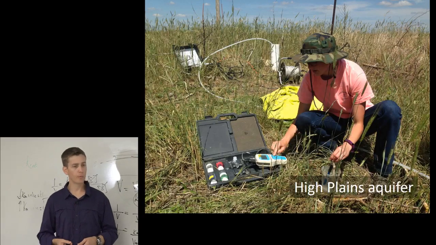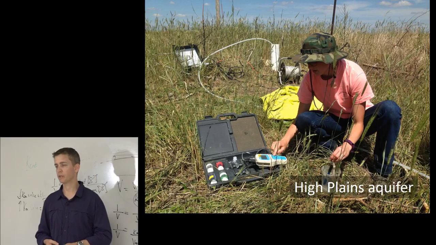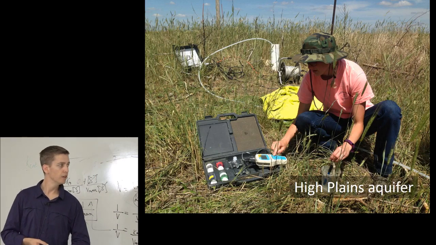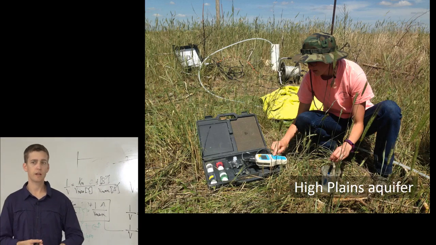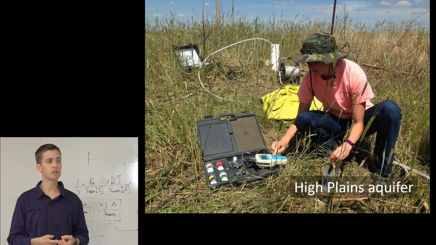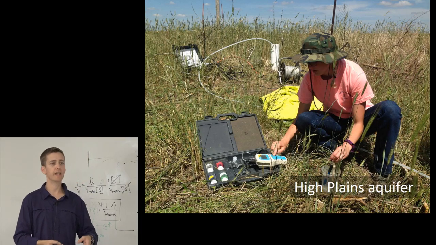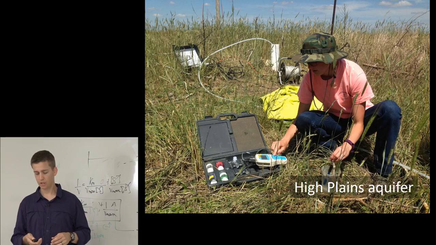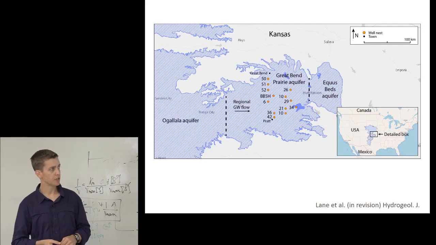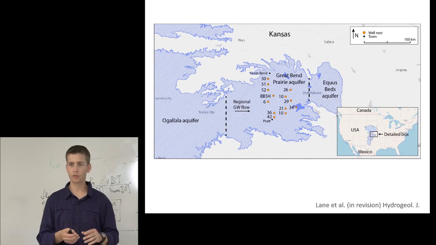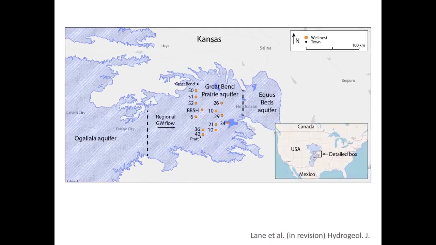So we have a project that has been going for a few years now, where we've been looking at the impacts of land use on the chemistry and microbiology of a portion of the High Plains Aquifer and the overlying soils. And that's in south central Kansas. It's a portion of the High Plains Aquifer known as the Great Bend Prairie Aquifer. And we should have our first article from that research coming out later this year.